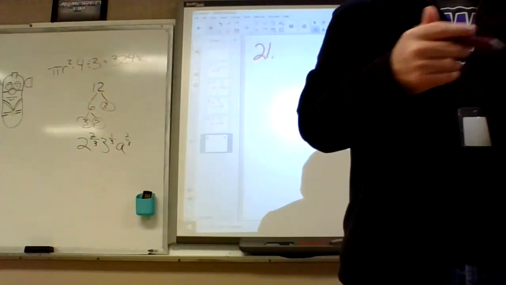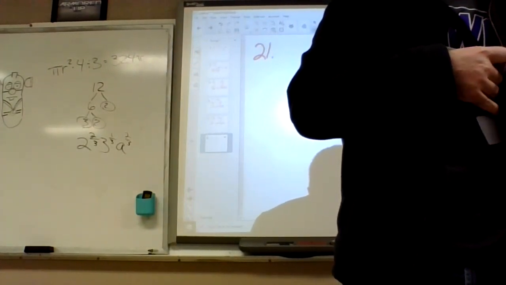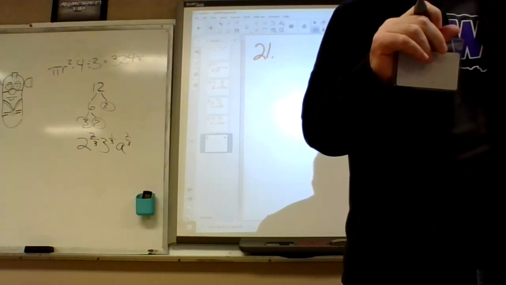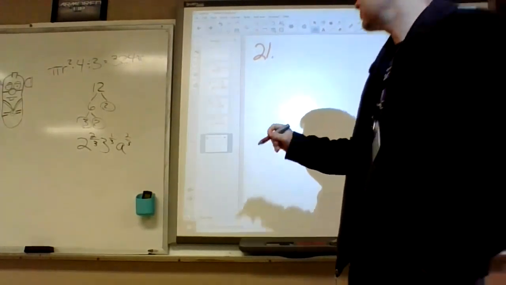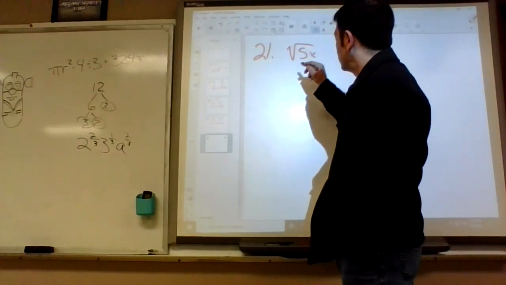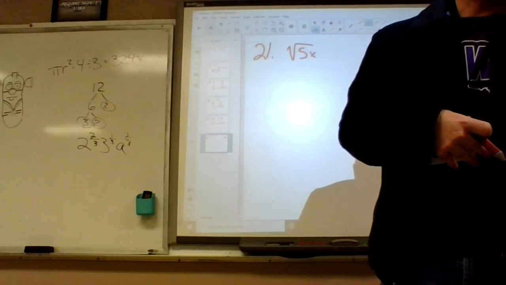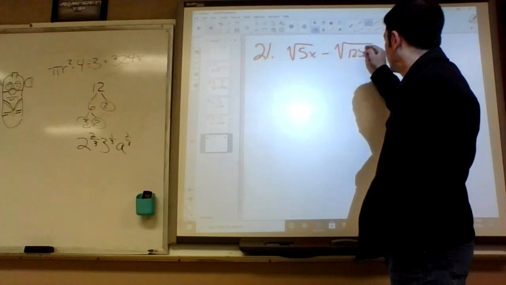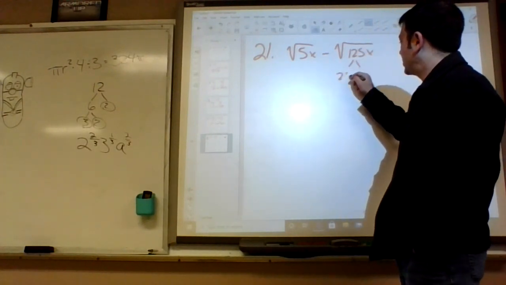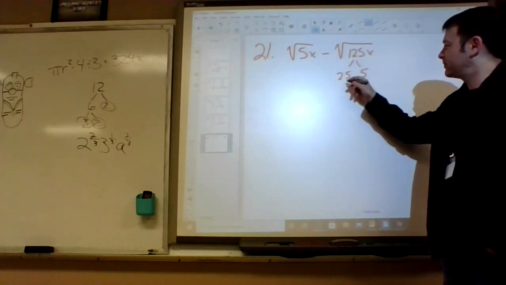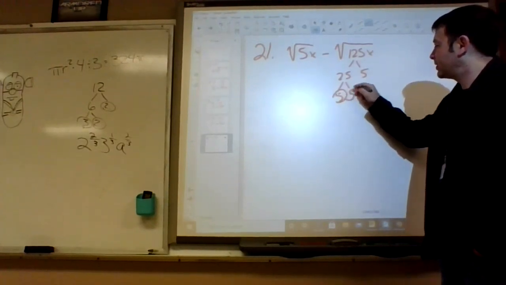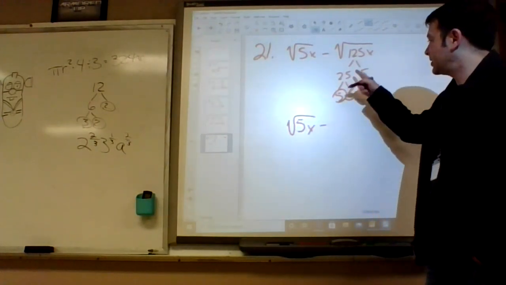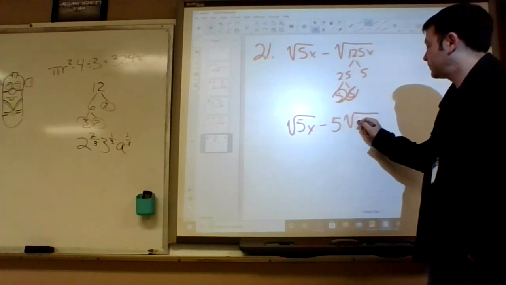All right, 21. Simplify. Assume the variable is positive. Okay. Does square root of 5x simplify? No. So we're going to leave that alone. Does the square root of 125x simplify? Yes, the 125 part does, right? It's 25 times 5. So it is 5 square root of 5. So it's square root of 5x minus 5 square root of 5x.